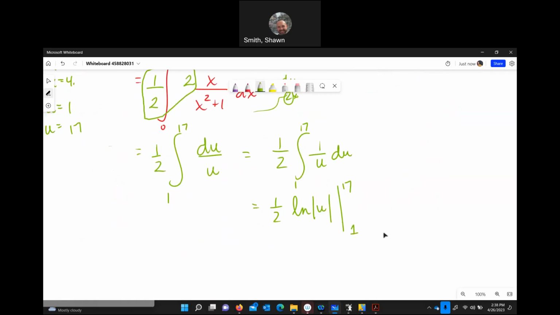Now those are not any pretty numbers, so we're just going to put 1/2 the natural log of u, 17, let's go ahead and substitute that, minus 1/2 the natural log of 1. And I didn't even need the absolute value in there, right?